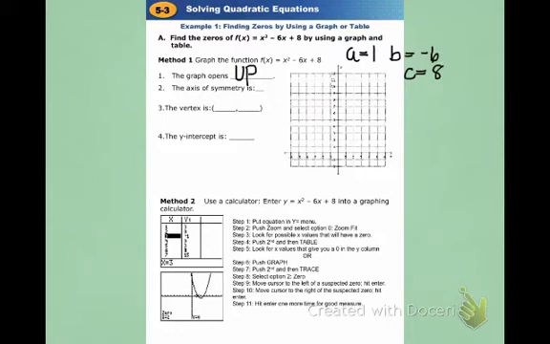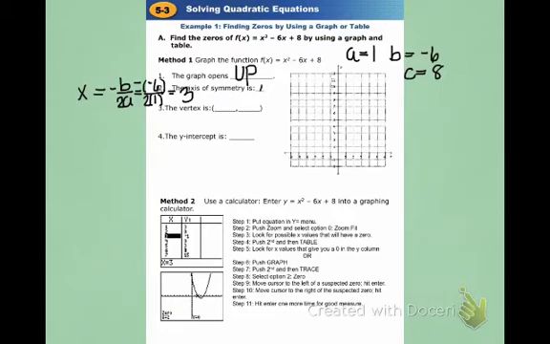These are all important pieces of the puzzle for me to graph this. The axis of symmetry, remember, is found by using the formula x equals the opposite of b over 2a. So I could find that by taking the opposite of negative 6, divided by 2 times the a, which is 1. That would give me 6 divided by 2, which is 3.